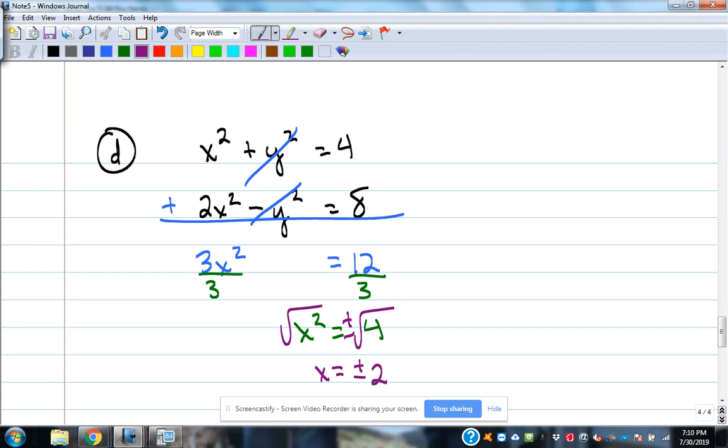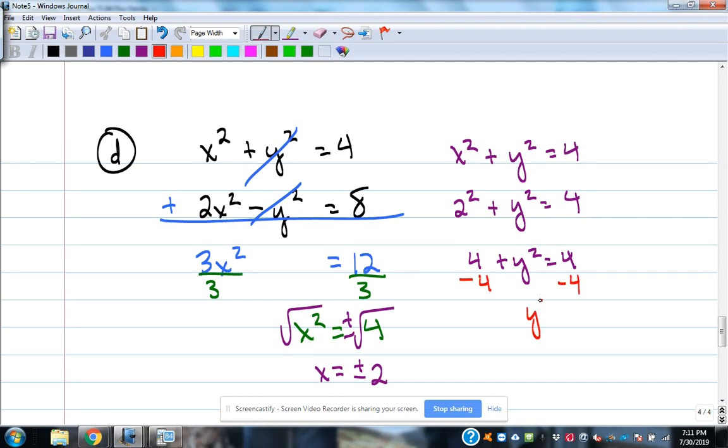All I've got to do is find y now. You can go back to either of the original equations to find y. I'm going to go back to the first one because it's got less stuff in it. It doesn't have the 2, doesn't have a minus sign. It's just got x squared and y squared in it. So I think I can do that one a little easier. If I plug a positive 2 into x squared plus y squared equals 4, 2 squared plus y squared is equal to 4. So that's 4 plus y squared is equal to 4. Then subtract 4. Oh man, y squared is equal to 0. That means y has to be 0.